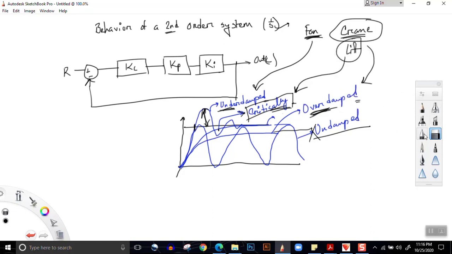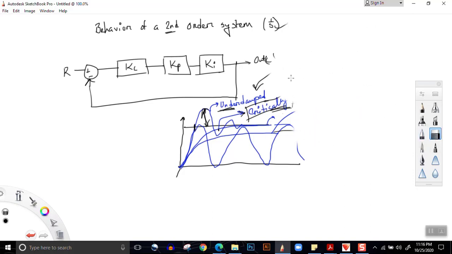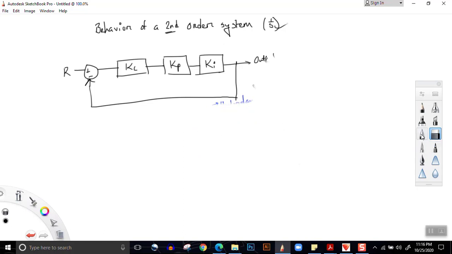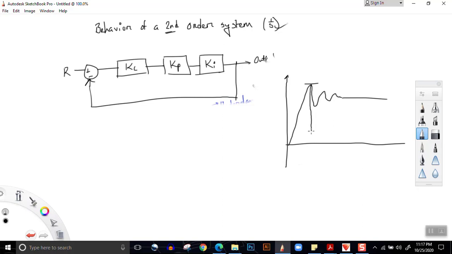Now, before we move into the factors that will define whether a system is under damped, over damped, or critically damped, we just look at some basic definitions associated with our operation. So for sake of understanding, let us look at an underdamped system. This is the highest peak. The time it takes to reach the first peak is called TP, or peak time.